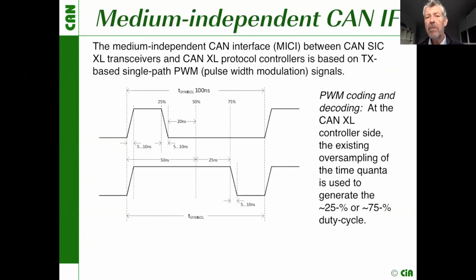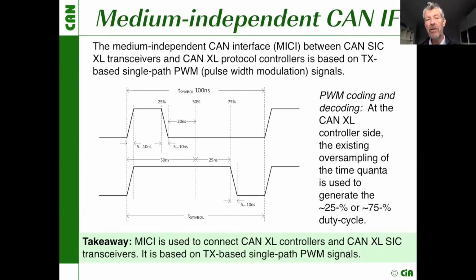The medium independent CAN interface, MICI, is the interface between the CAN SIC XL transceivers and the CAN XL protocol controllers. It is based on TX-based signal path pulse width modulation signals, and is still under development, and we have not finalized the documents yet, but we are on a good way, and I hope that we will have a stable document by end of this year. So what you need to know, if you want to use these CAN XL SIC transceivers, then you need CAN controllers with a MICI interface, and then you can connect them.